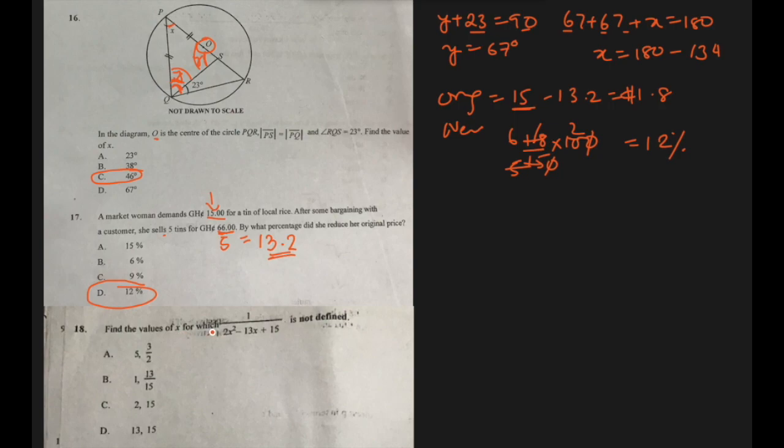Find the values of x for which this is not defined. Not defined means the denominator must be 0. Anything divided by 0, say 6 divided by 0, not possible, right? It is undefined. That means 2x squared minus 13x plus 15 should be equal to 0, so that it is not defined. Just factor this and you will get the values of x. So 15 times 2 is 30. So 10 times 3 is also 30.